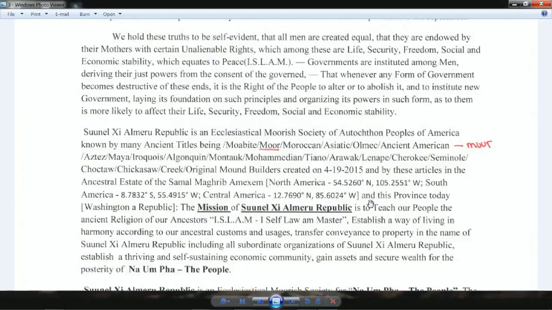Now, in this province today, Washington, a republic, the mission of Sunel Shi Amaru Republic is to teach our people the ancient religion of our ancestors, Islam, thyself, law, and master. Establish a way of living in harmony according to our ancestral customs and usages. Transfer conveyance to property in the name of Sunel Shi Amaru Republic, including all subordinate organizations of Sunel Shi Amaru Republic. Establishing a thriving and self-sustaining economic community. Gain assets and secure wealth for the posterity of Ne'umfa, the people. All right, so this is all for our babies. So this is laying out what our mission is.